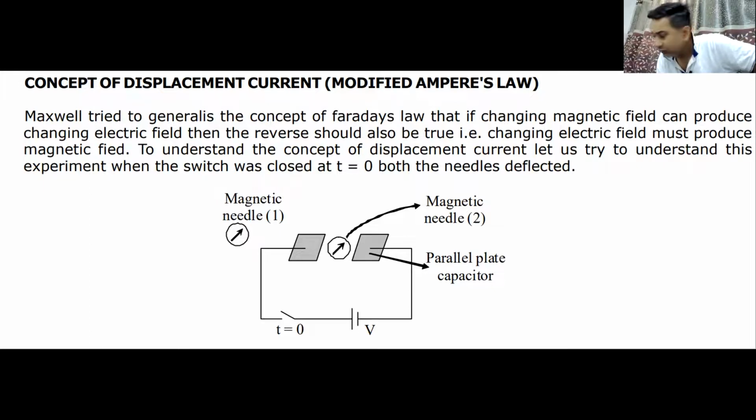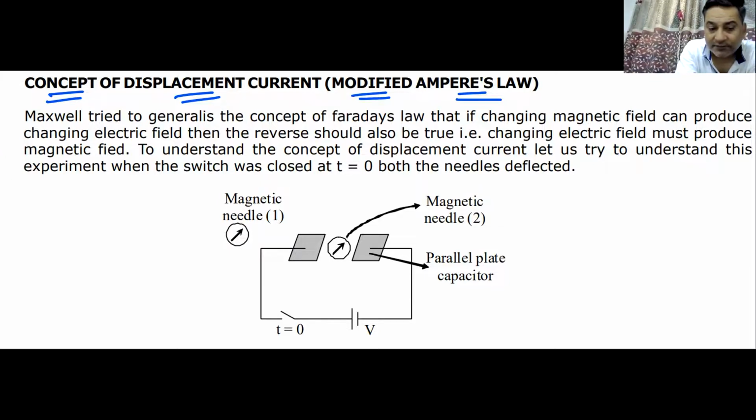Do we understand this? Yes or no? That is what is known as the modified Ampere's law with the concept of displacement current. What happens in first case? Faraday gave us changing electric field with time will give you magnetic field. Maxwell said, well, changing magnetic field will also give you electric field. Do we understand this? Yes or no? That brings us to the concept of displacement current. Please note it down, the concept of displacement current.